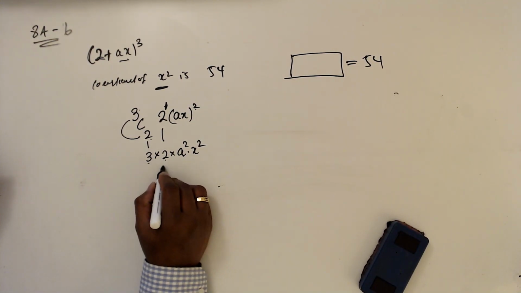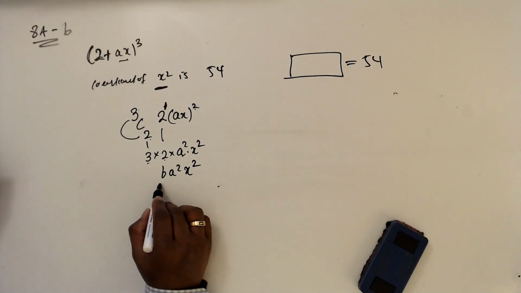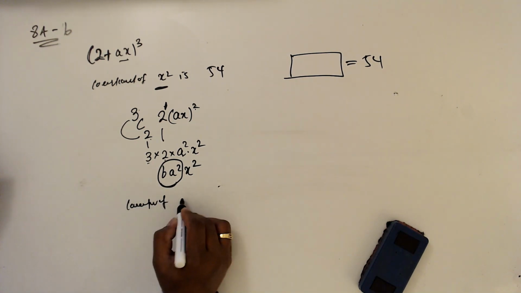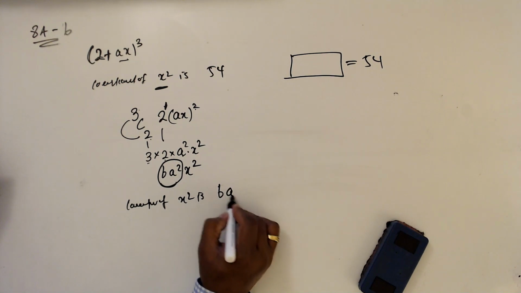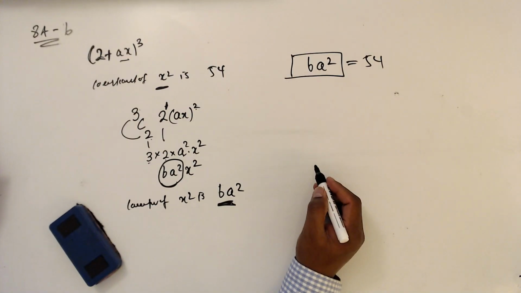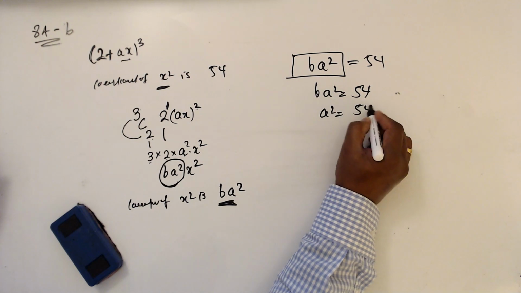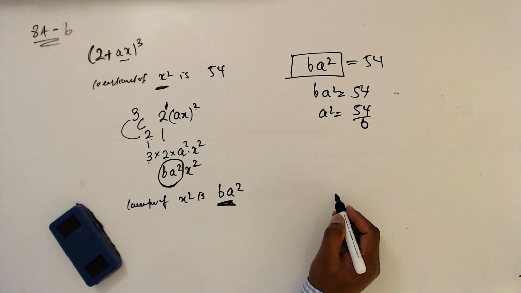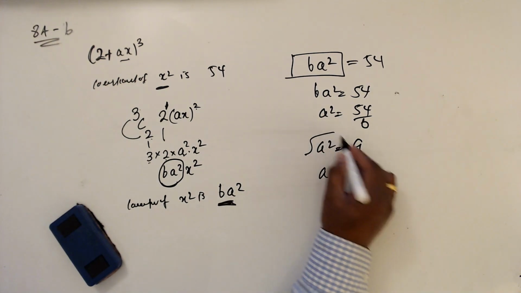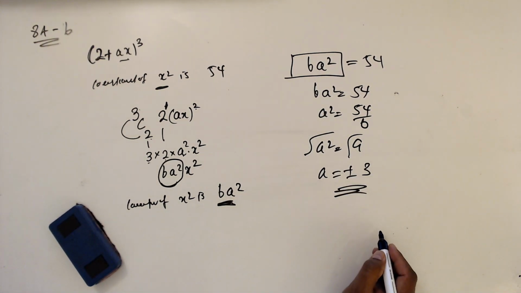Now 3 times 2 is 6a square x square. What is the coefficient? Coefficient of x square is 6a square. Now we'll write here 6a square. Now 6a square is 54. A square is 54 divided by 6. A square is 9. When you take the square root of both sides, a equals plus or minus 3. That's done.